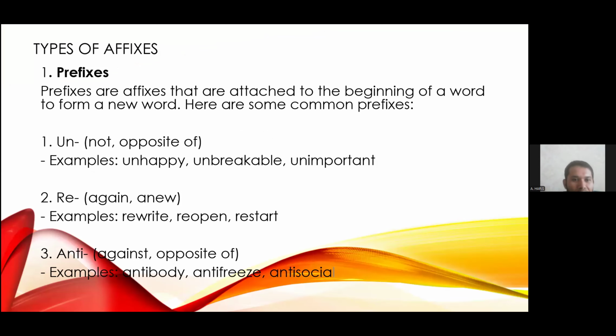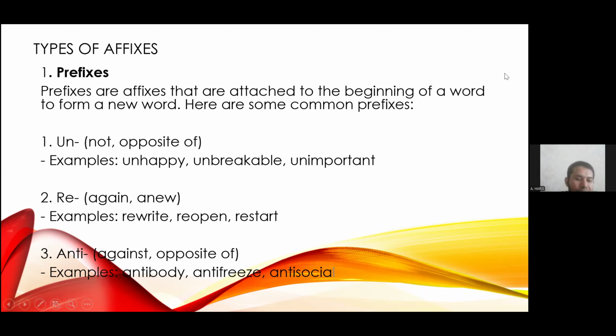Okay, now we are going to the types of affixes. There are six. The first is prefix. Prefixes are affixes that are attached to the beginning of a word to form a new word. Here are some common prefixes. The first, un. It means not or opposite of. Examples: unhappy, unbreakable, unimportant, and etc.